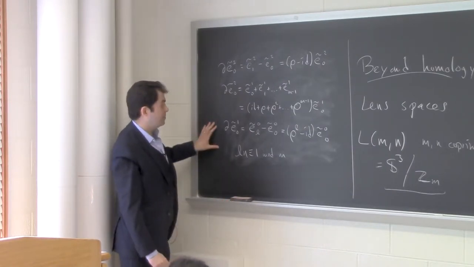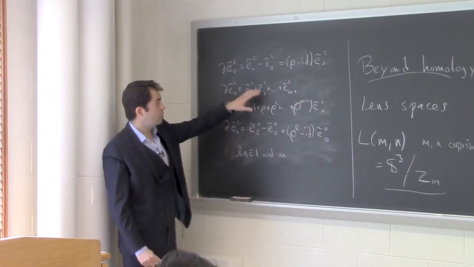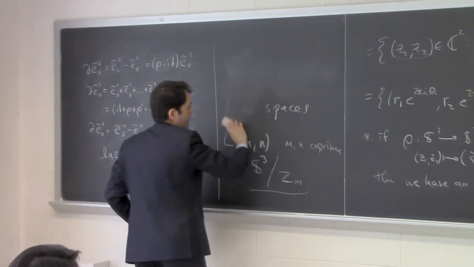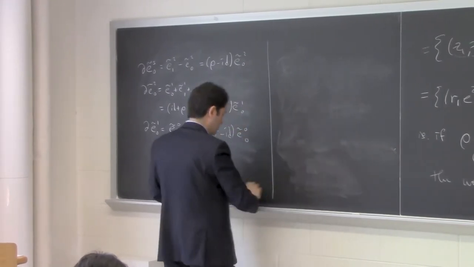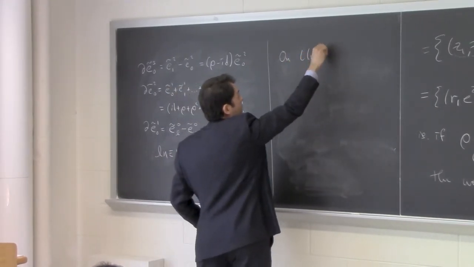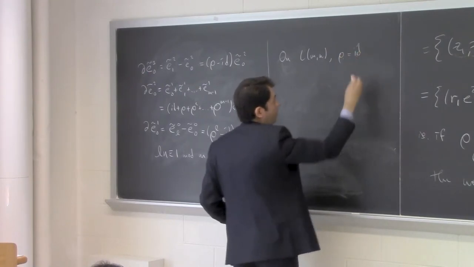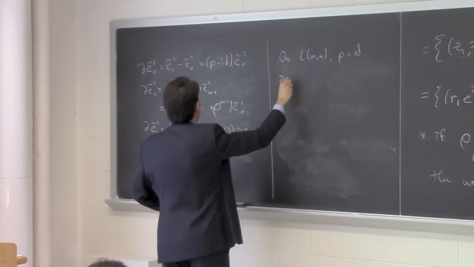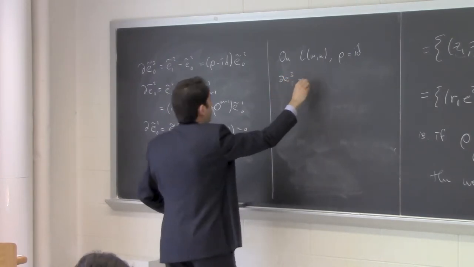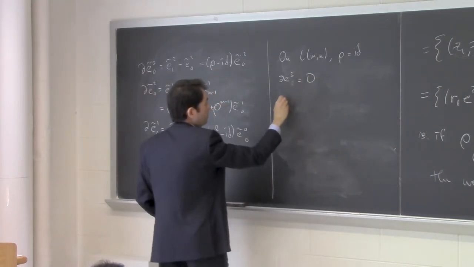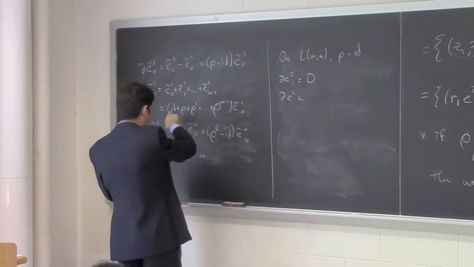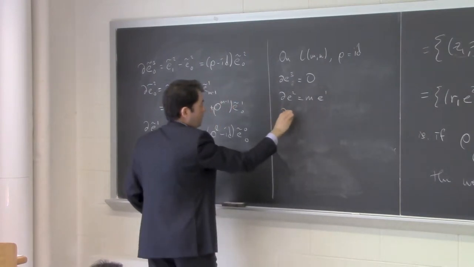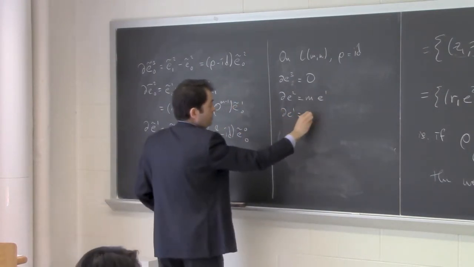Right, now, of course, this is all happening on S3, and we write it like this in terms of rho, because when we pass to the quotient, on LMN, rho is the identity. Rho doesn't do anything. So we end up with the boundary of E3 is identity minus identity, 0. The boundary of E2 is identity plus identity plus identity, so m times e1. The boundary of e1 is identity minus identity, 0.